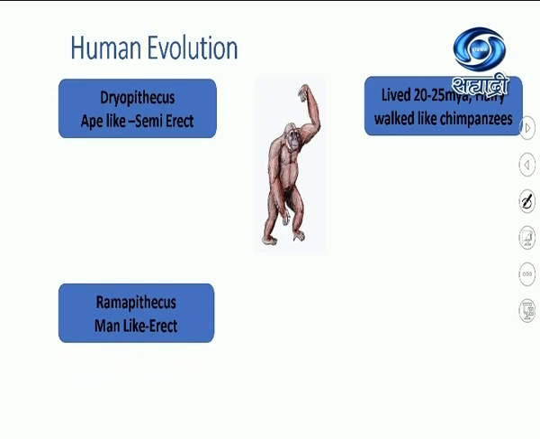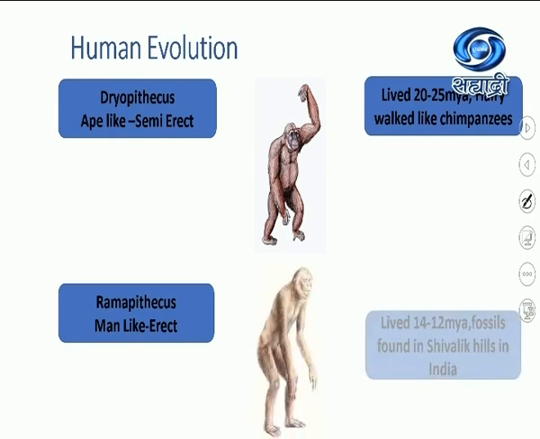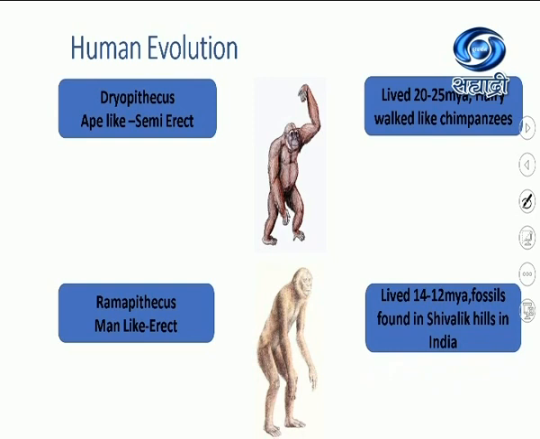Then came Ramapithecus. Ramapithecus, I told you, DRA, D-R. He is a man-like, erect man. See, a little bit erect. He is like a man. He lived 14 to 12 million years ago. Fossils are found in Shivalik hills in India. So, Miocene epoch and then Pliocene epoch.